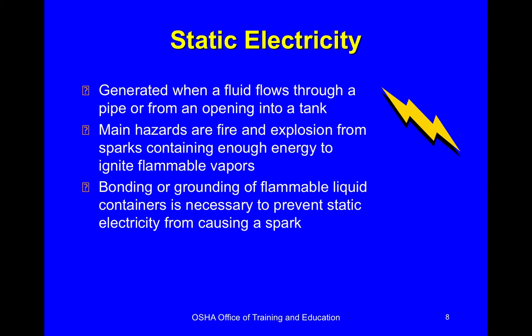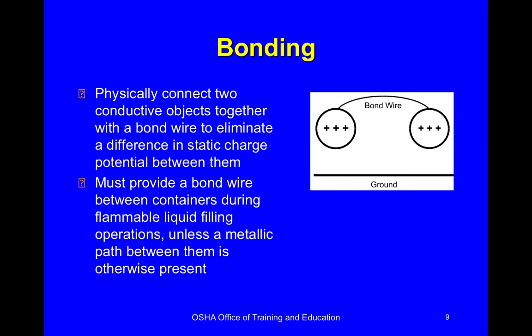Bonding and grounding with the containers, that's what we're going to be looking at. So if you're going to transfer a liquid from one tank to another, because of the charge between the tanks, you need to have them equal. So if you connect a wire, something that can transfer electricity, from one tank to the other, you've now bonded the two. They will be at the same charge.